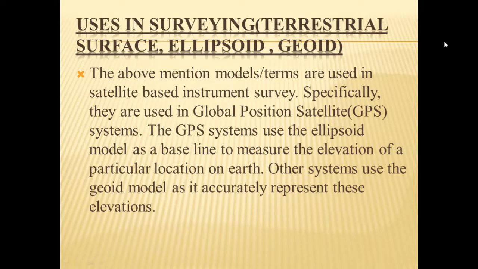So we've come to the uses of these terms in surveying. The above mentioned models, terrestrial surface, ellipsoid, and geoid, are used in satellite-based instrument survey. Specifically, they are used in global positioning satellites, also known as GPS systems. The GPS systems use the ellipsoid model as a baseline to measure the elevation of a particular location on Earth. Other systems use the geoid model as it accurately represents these elevations.